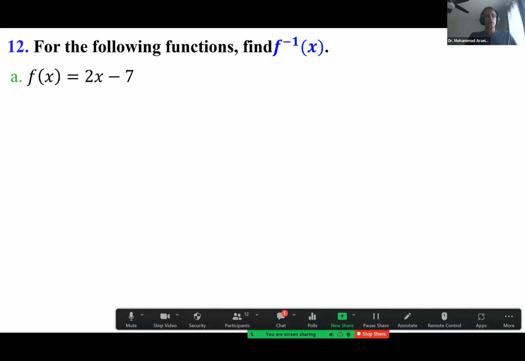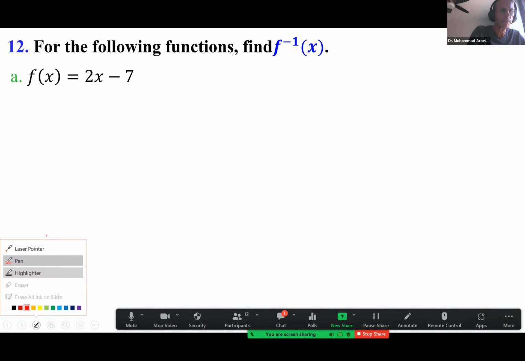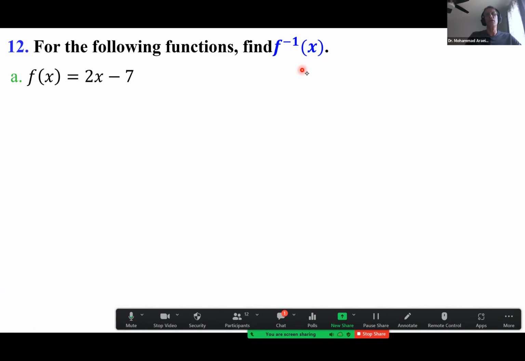Good afternoon, class. We're going to continue for the rest of this module 2 practice test. For the following function, we want to find its inverse. The function is 2x minus 7, and we want to find f inverse of x. The process is very simple.